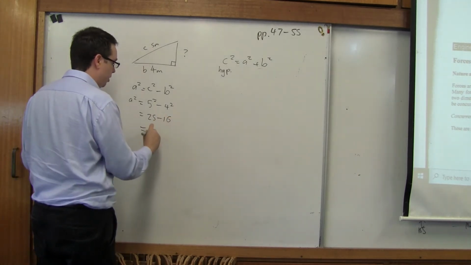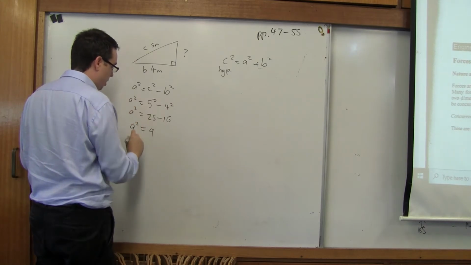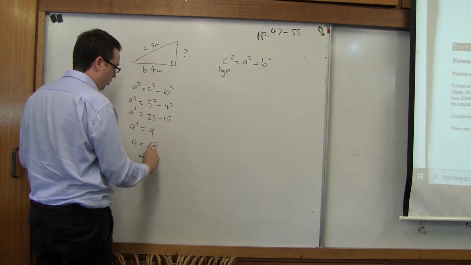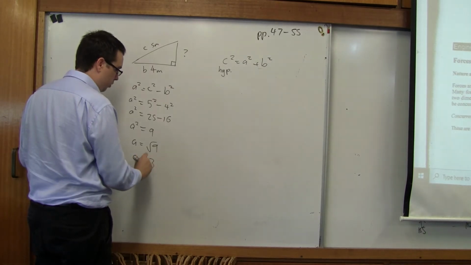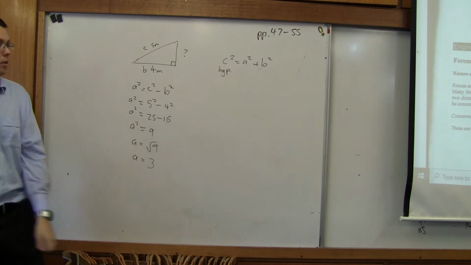25 minus 16 equals 9. So a squared equals 9. Therefore, a equals the square root of 9. Therefore, a equals 3. Okay, we're all good with Pythagoras' theorem? Excellent. We can move on.